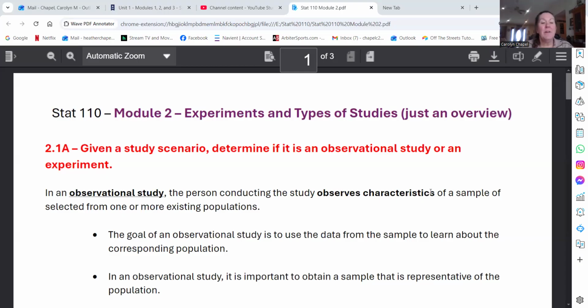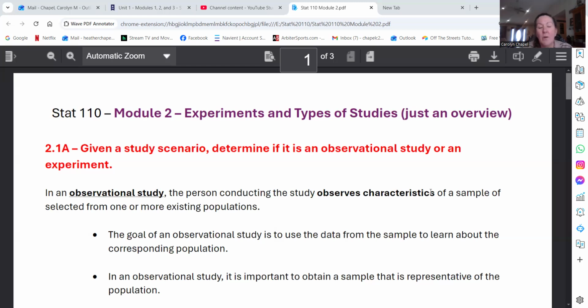Good day, everyone. In this video, we are going to look at experiments and some types of studies. This is just going to be a real brief overview or an introduction to these ideas, mostly because these are things that we are not going to be doing as a student. This would be something that does take a lot of preparation and a lot of careful details that need to be taken care of.